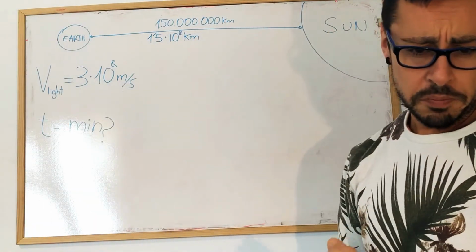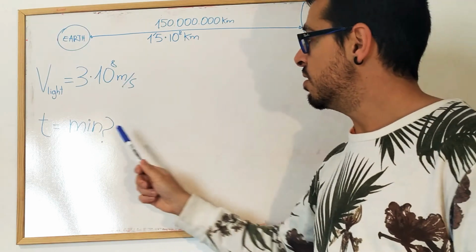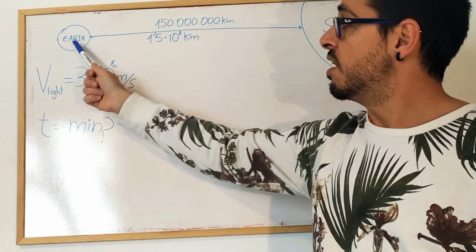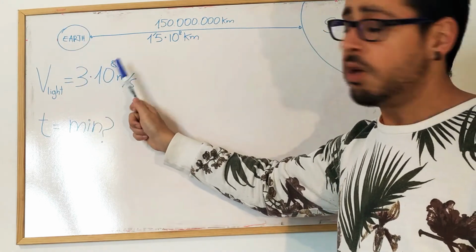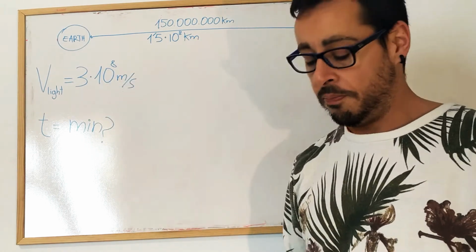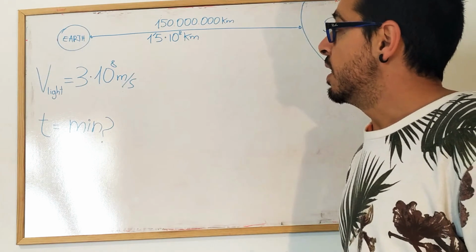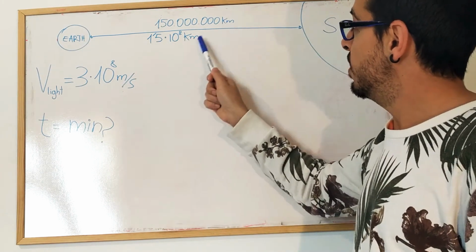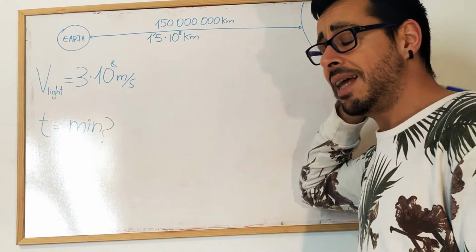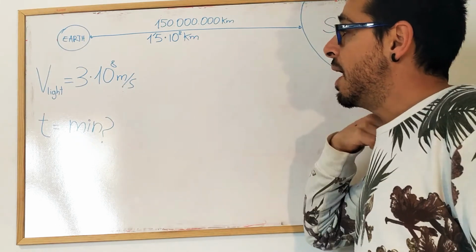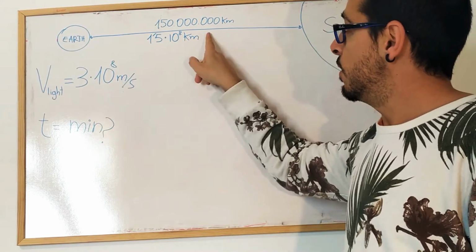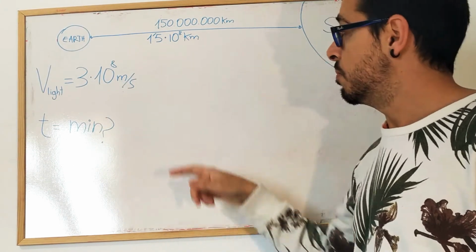from the Earth. And it says calculate the time in minutes the light takes to travel from the sun to the Earth. And you know that the speed of light is 3 times 10 raised to 8 meters per second. What do I have to do first? My units are kilometers, meters, seconds, and I have to calculate the time in minutes. So I have to put these units in kilometers per minute, okay?